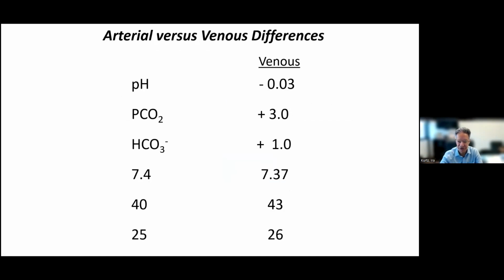And there's also a difference that you need to know about between arterial and venous, because often we get venous blood gases. Either you don't want to poke an artery, or you don't need to do it, or the patient doesn't want you to, whatever the reason. There's advantages to getting venous numbers.